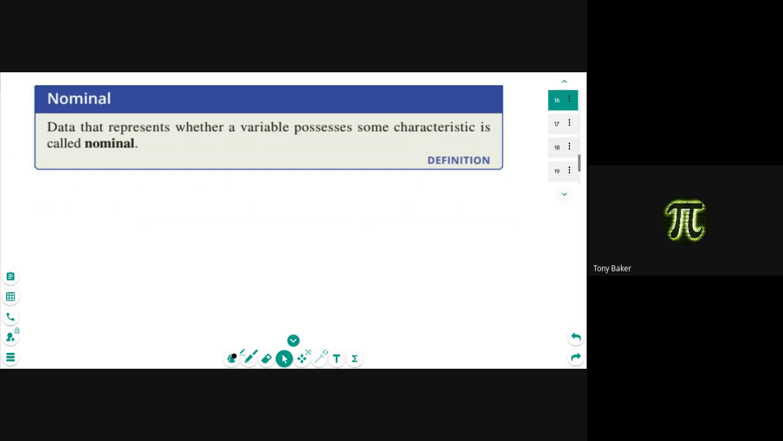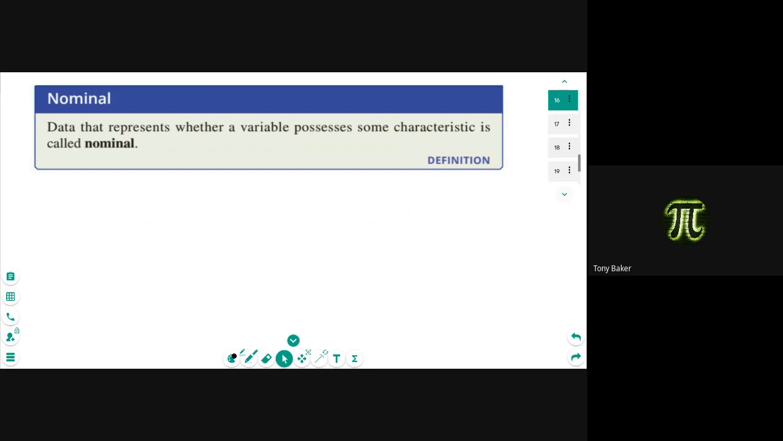The most important piece to it is you cannot do any calculations on it. Nominal data, you cannot calculate. You can't add them together. You can't divide them. You can't multiply them. There's no point to that. The other thing you can't do is put it in order.